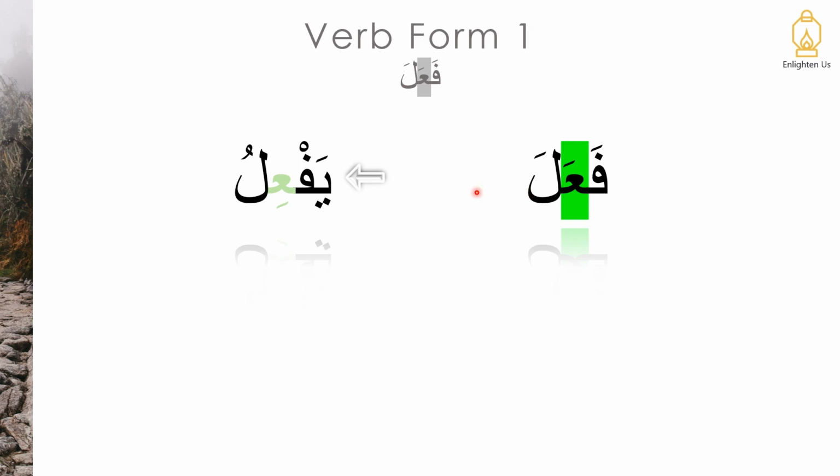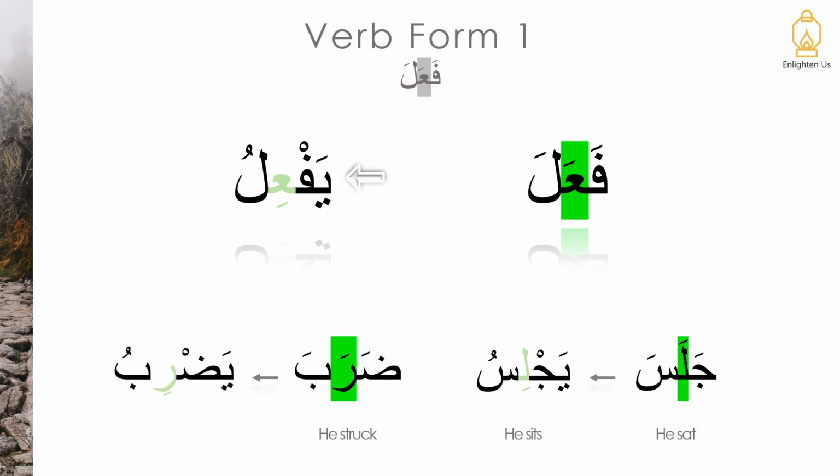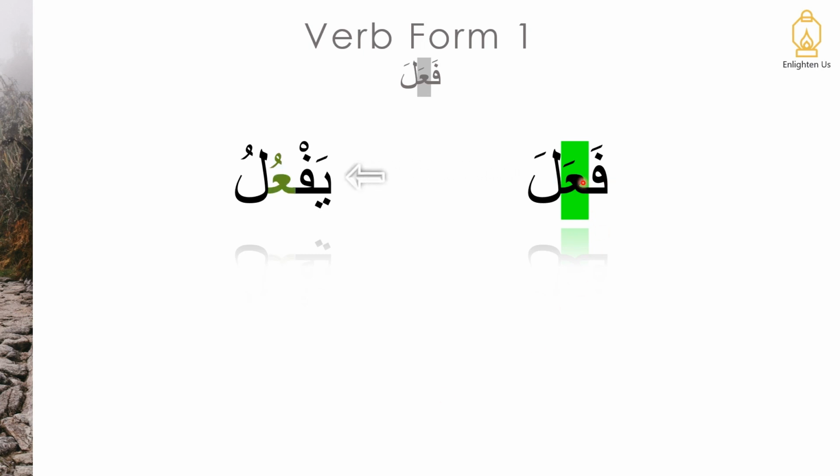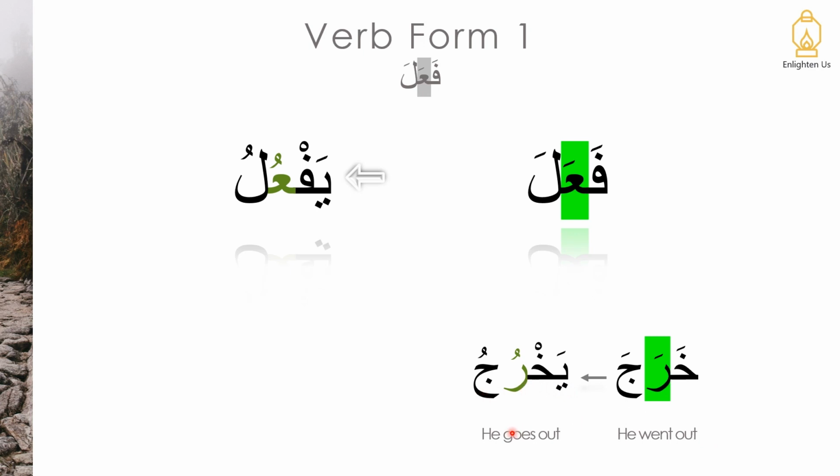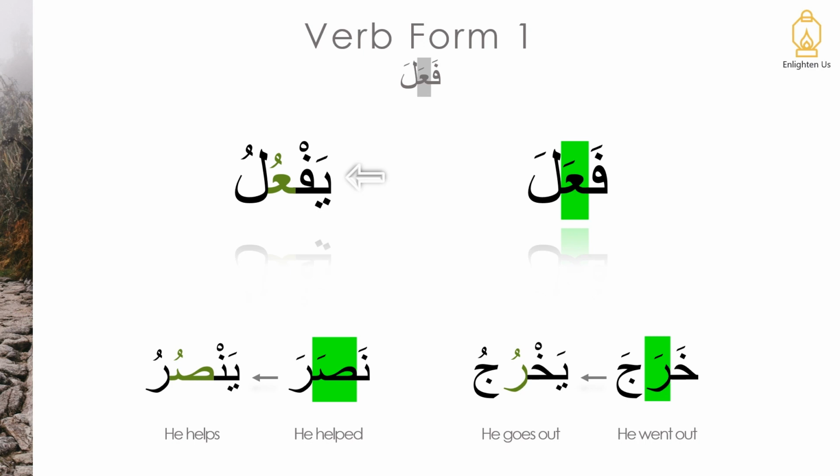You have فعل يفعل. Notice now the عين has a kasra, so it's still the fatha on the past tense. Let's look at some examples. We have جلس, he sat, يجلس, he sits. And we have ضرب, he struck, يضرب, he strikes. Let's have a look at another example. So still فعل, still with the fatha, we have يفعل. So we have خرج, he went out, يخرج, he goes out. And we have نصر, he helped, ينصر, he helps.